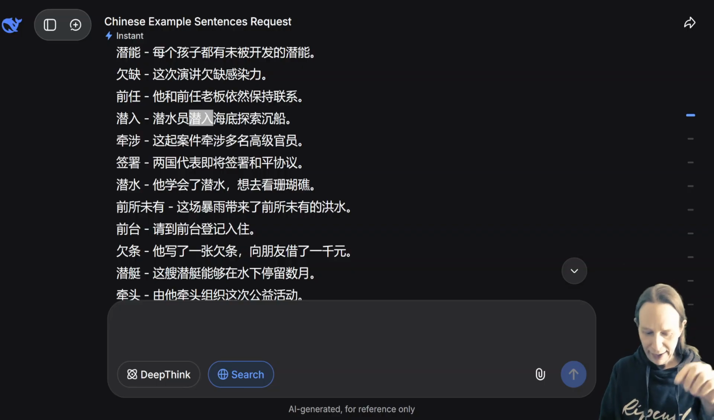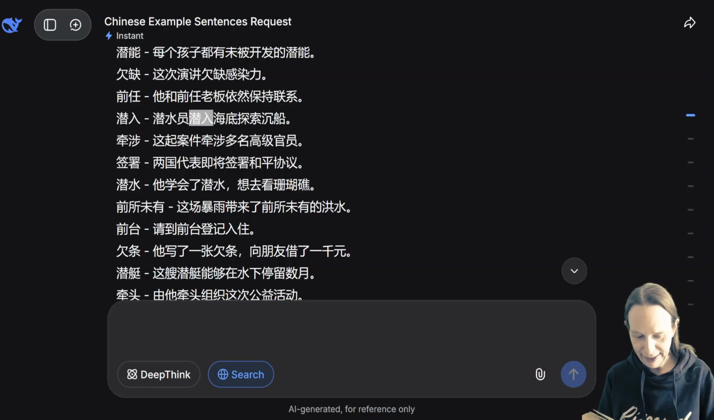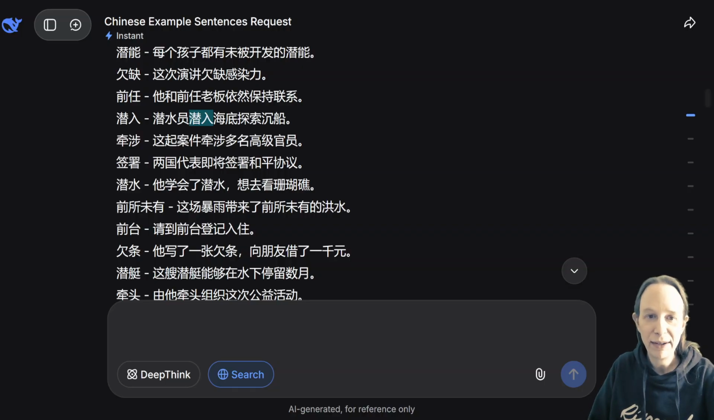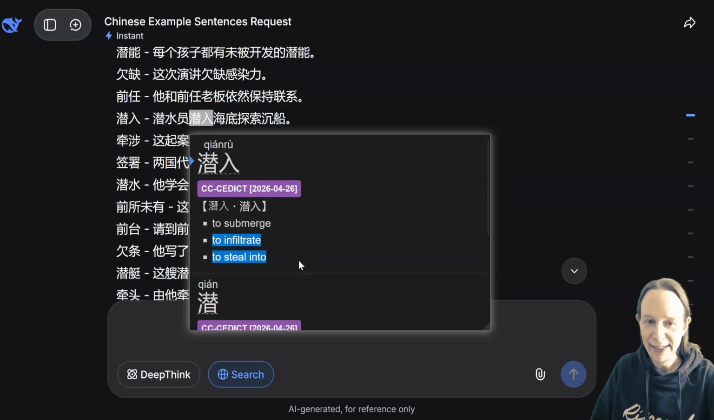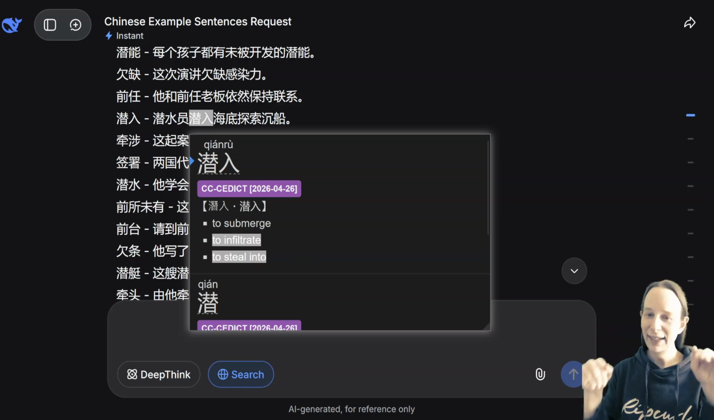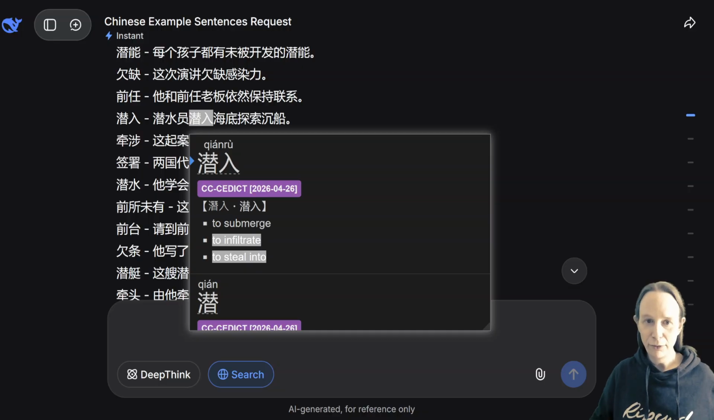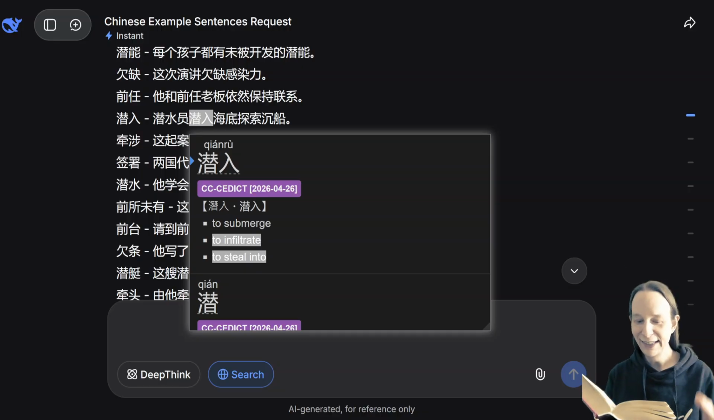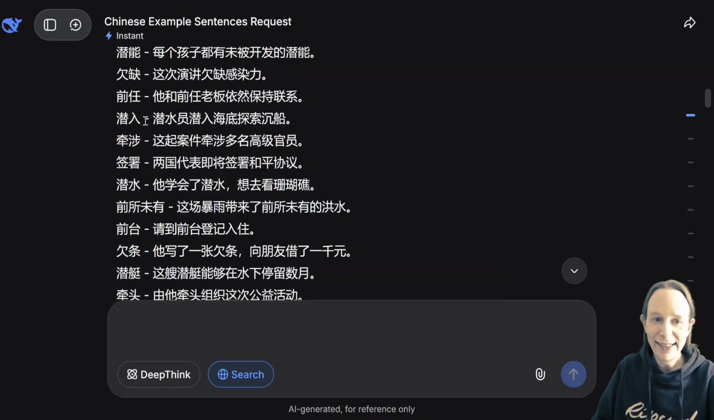Yeah, so the dictionary separates those two definitions. The first one is 秘密的进入. So that's infiltrate, steal into. So you're secretly entering somewhere. 潜入. And the second definition is submerge. What does it say? Oh, 钻进, 钻进水里. Yeah. All right. So that's a thing.